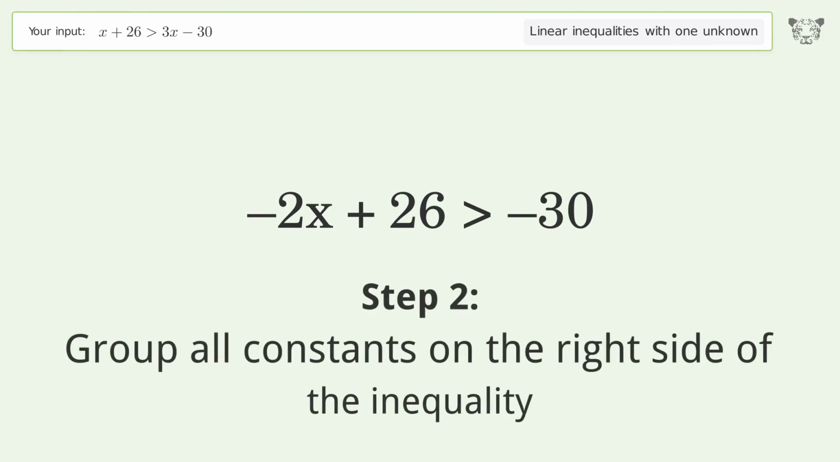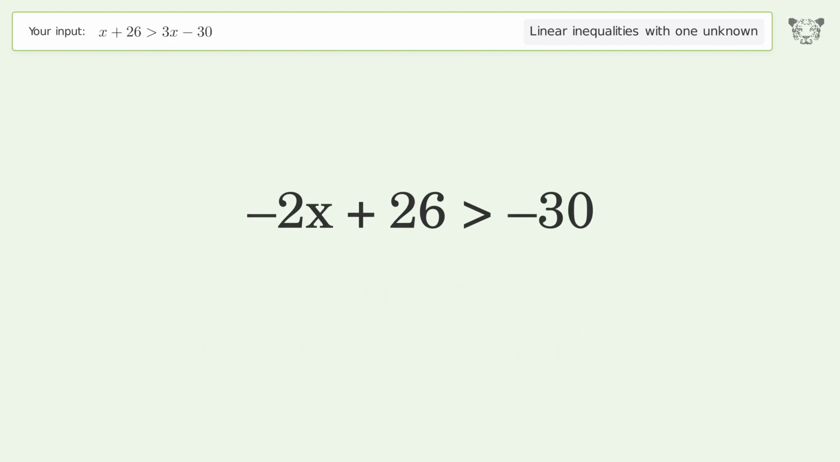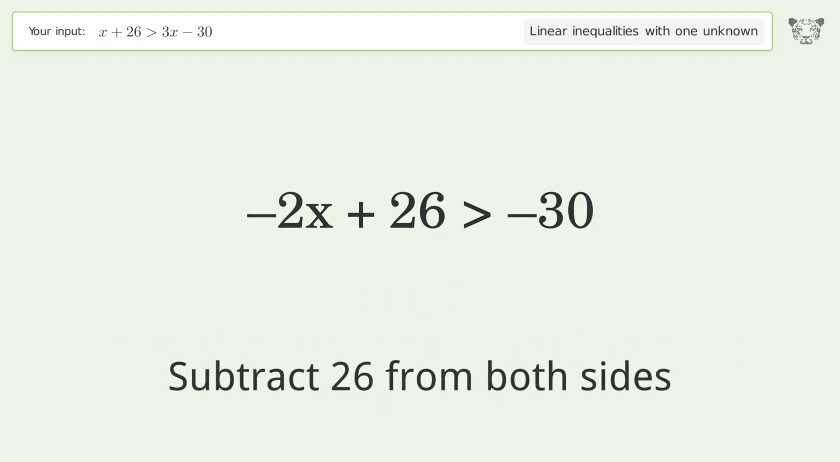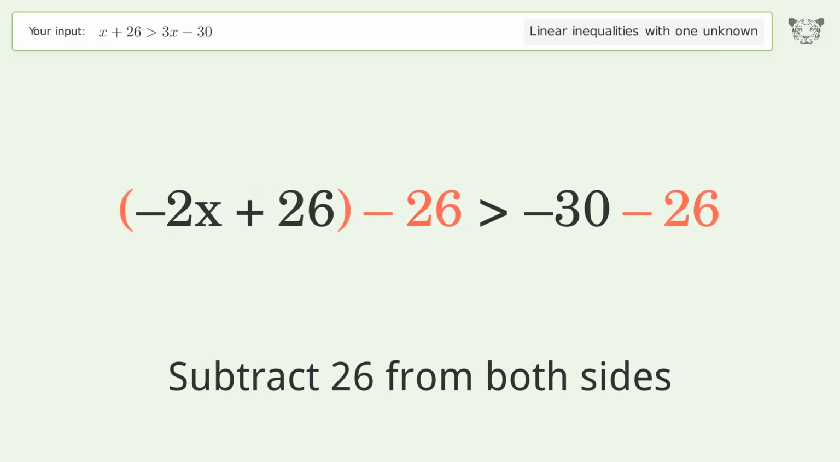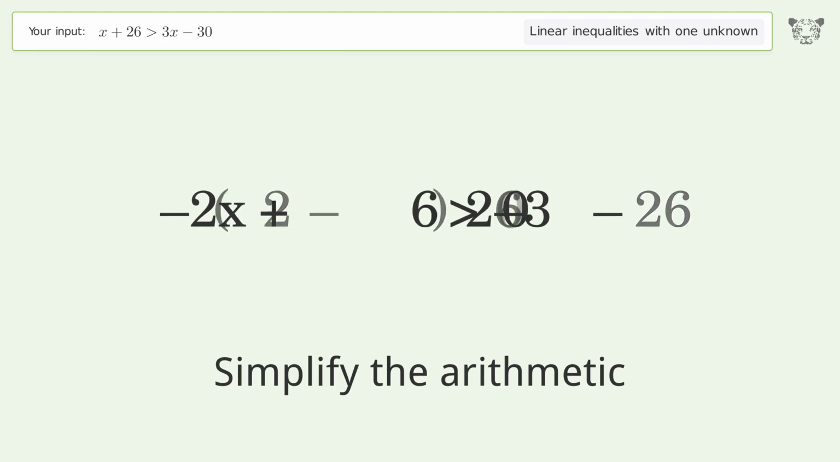Group all constants on the right side of the inequality. Subtract 26 from both sides. Simplify the arithmetic.